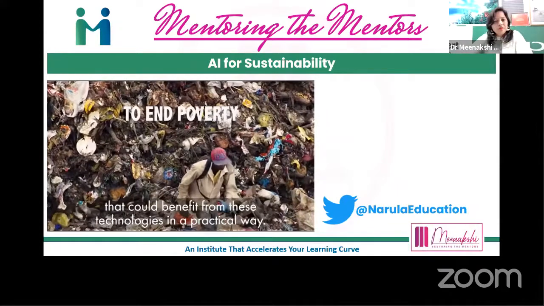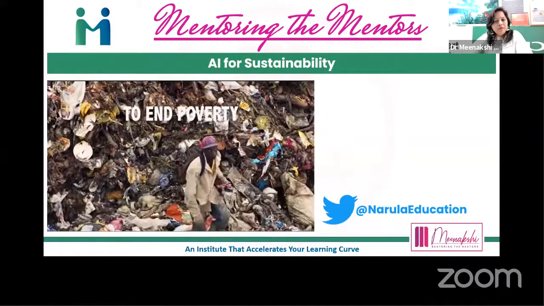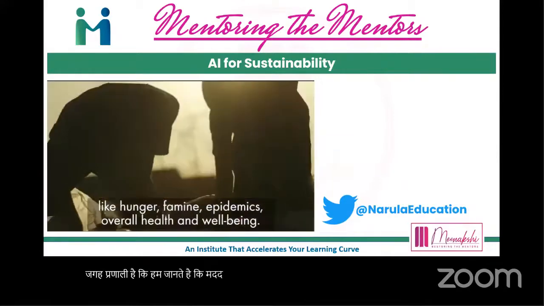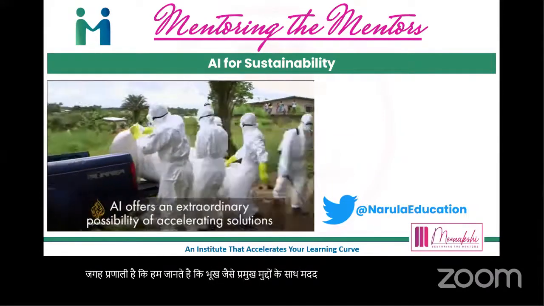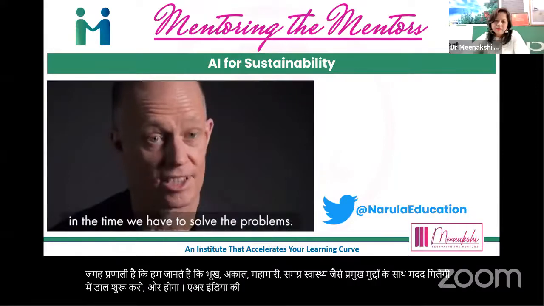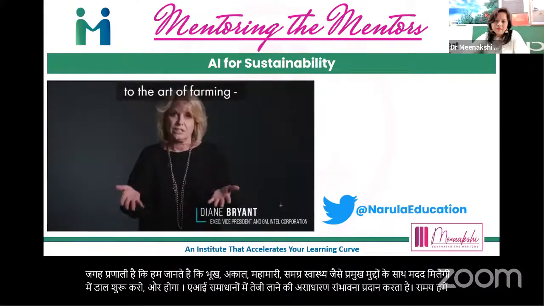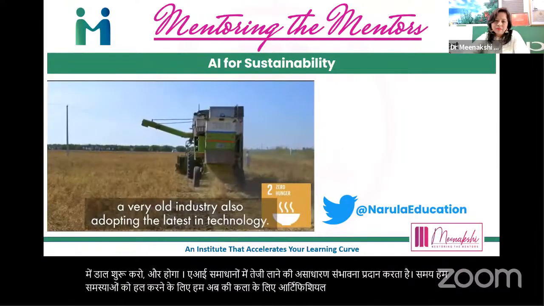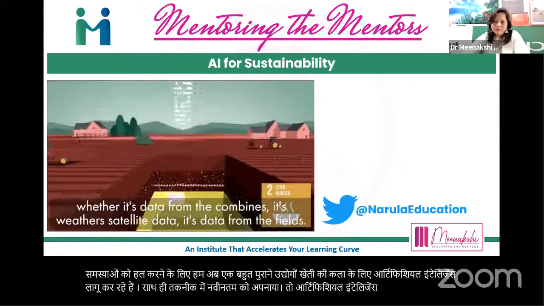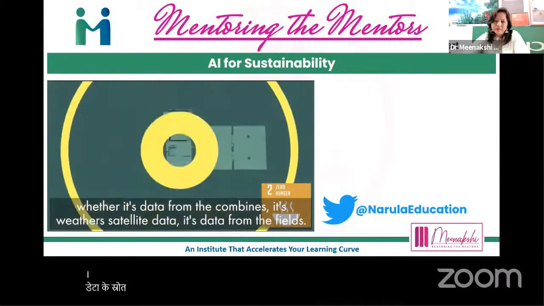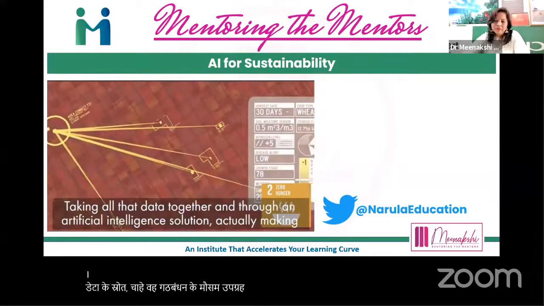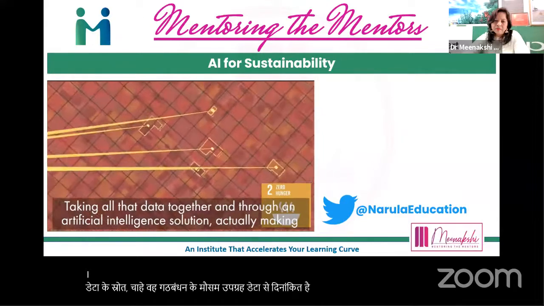Well, we can't say AI is general magic. It is giving us core tools to start putting in place systems that we know will help with key issues like hunger, famine, epidemics, overall health and well-being. AI offers an extraordinary possibility of accelerating solutions in the time we have to solve the problems. We are now applying artificial intelligence to the art of farming, a very old industry, also adopting the latest in technology. So through artificial intelligence, a farmer can now integrate massive sources of data, whether it's data from the combines, weather satellite data, data from the fields, taking all that data together and through an artificial intelligence solution, actually making recommendations to the farmer on how he can increase the production of his land.